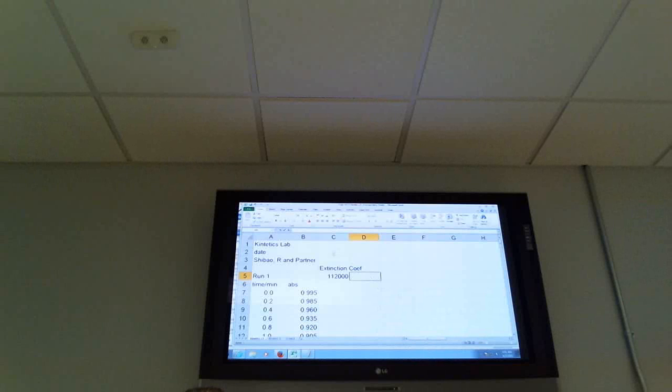Extinction coefficient for the crystal violet was 112,000. This is going to be molar to the -1, centimeter to the -1. And I put the units in a separate cell because I want the number alone. Like this.